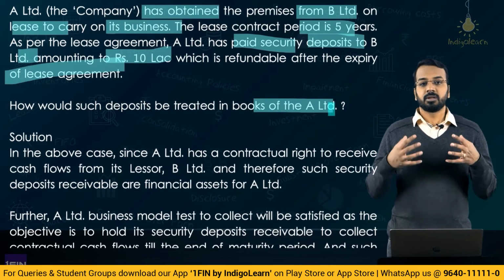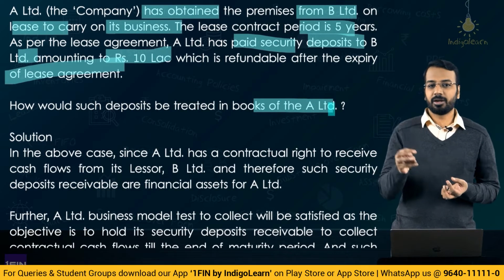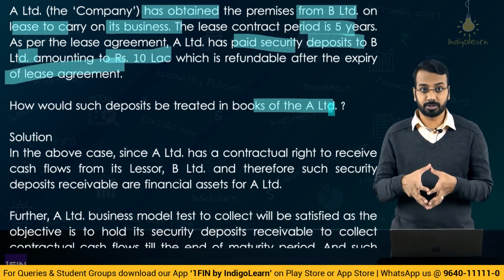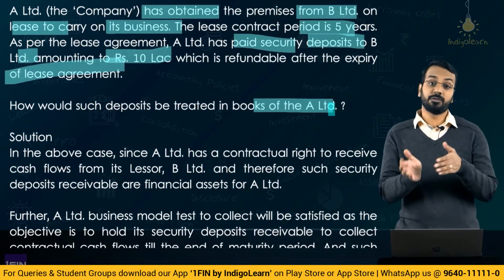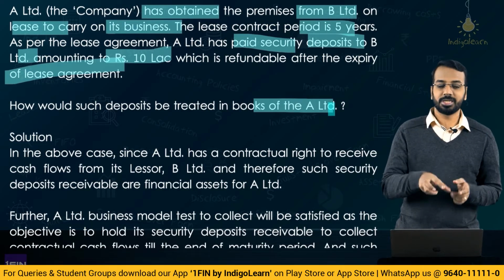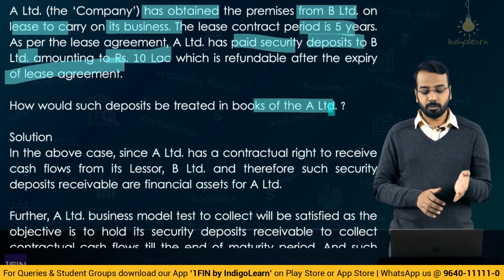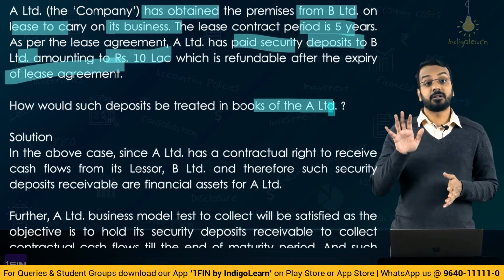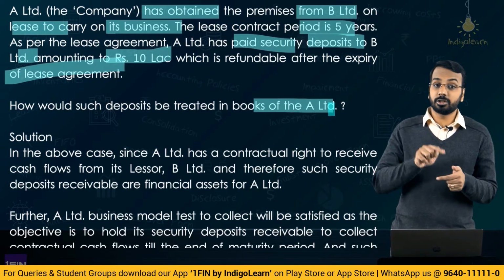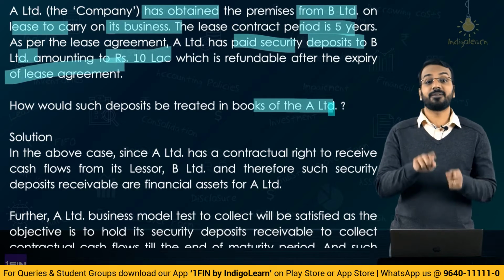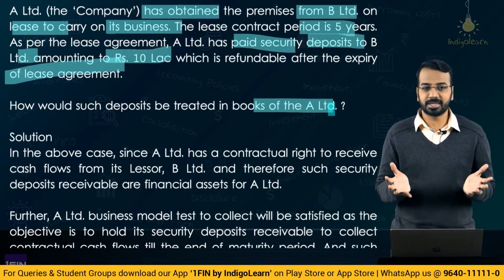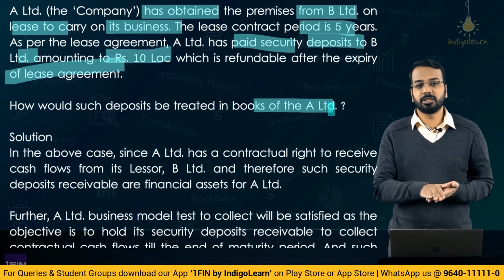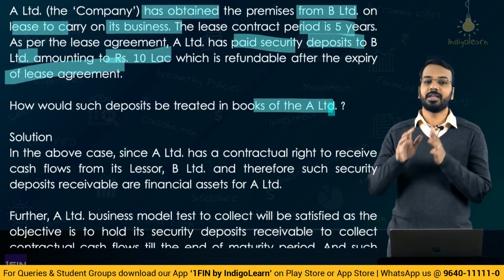Now, here, whenever you take a premise on lease, the landlord or the owner, the lessor basically, they will ask for some kind of deposit so that you pay rent on time, or if you run away one day, they can use the deposit and they can recover the rental part. Now, when will we get back the deposit? We will get back the deposit after 5 years, right? So, there is a contractual right to receive deposits after 5 years. So, what kind of asset is it? It is a financial asset because there is a contractual right to receive cash after 5 years.